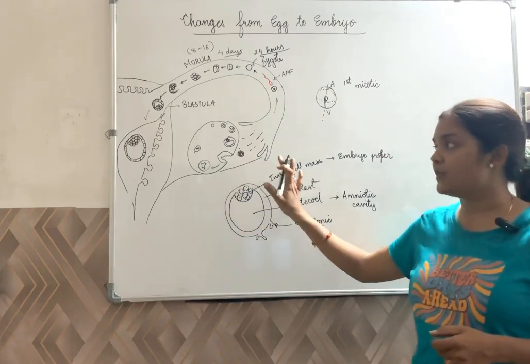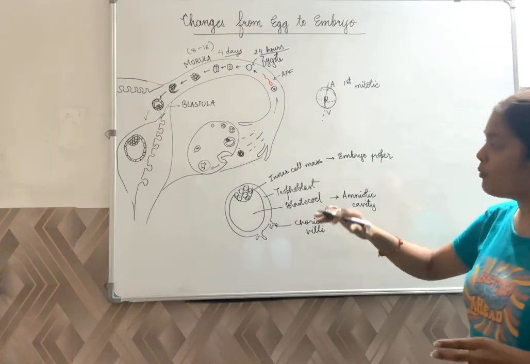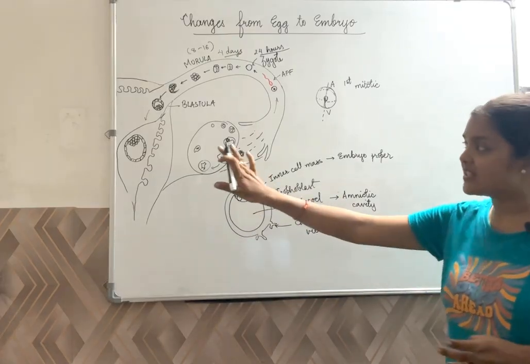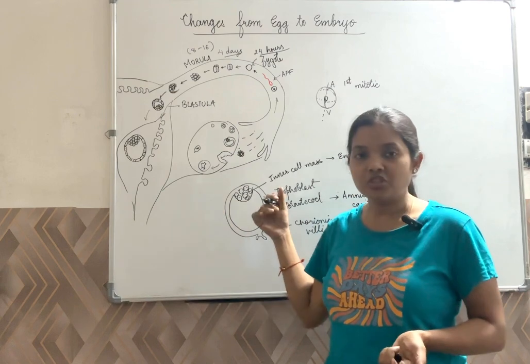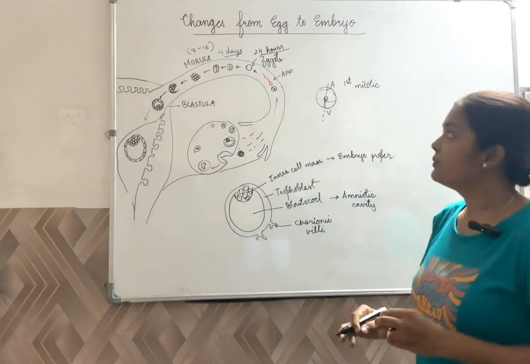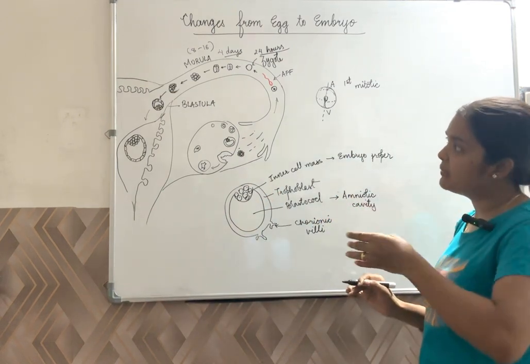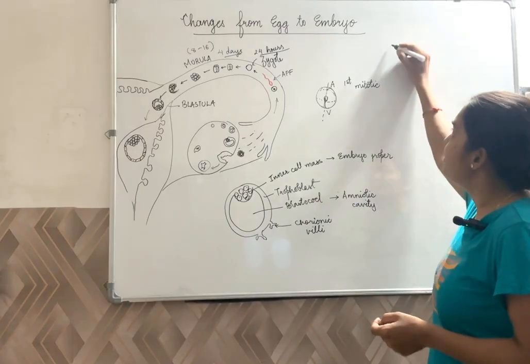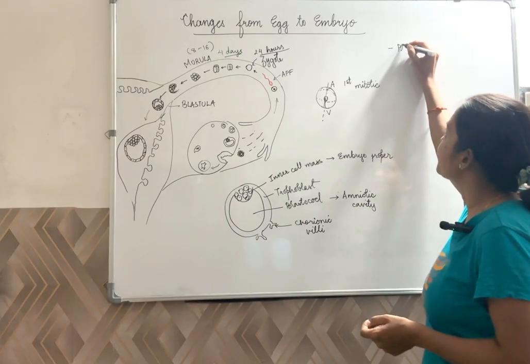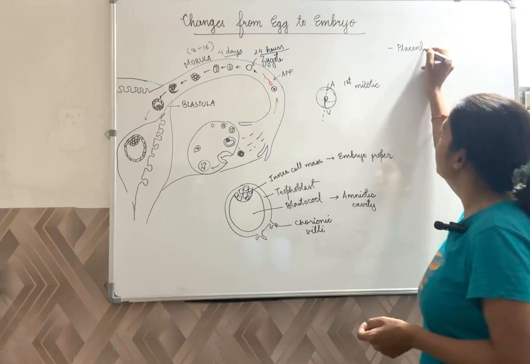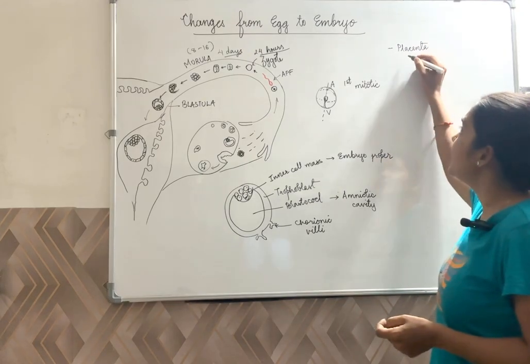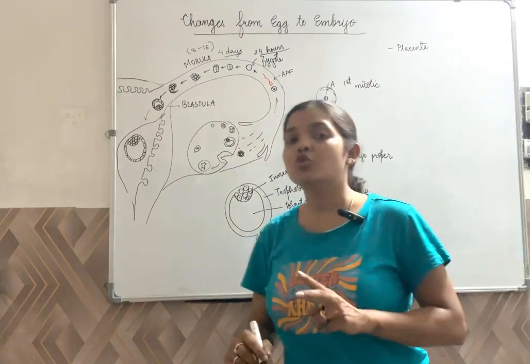Now, with the advancement of this, you will observe a few more changes. The blastula has undergone implantation. A few changes have been noted. Next, if we talk about the coming stages, we will observe that the placenta which is formed has a very important role to play. The placenta has two parts.